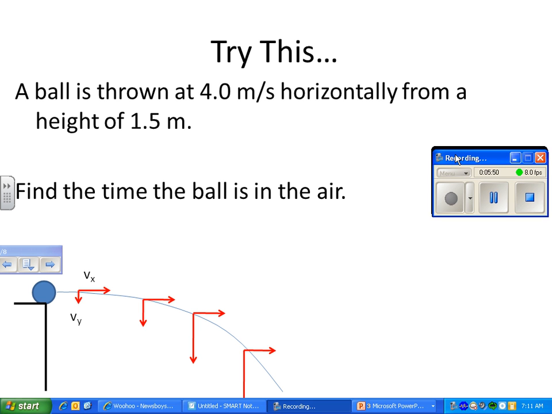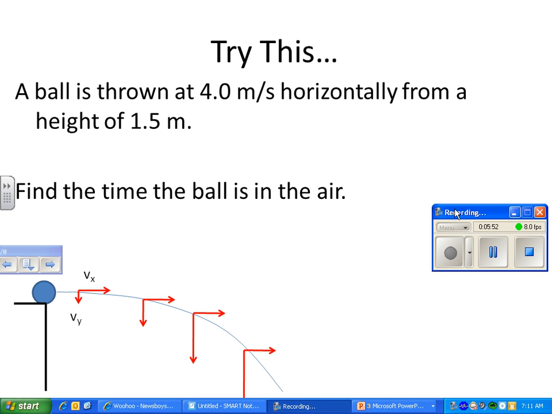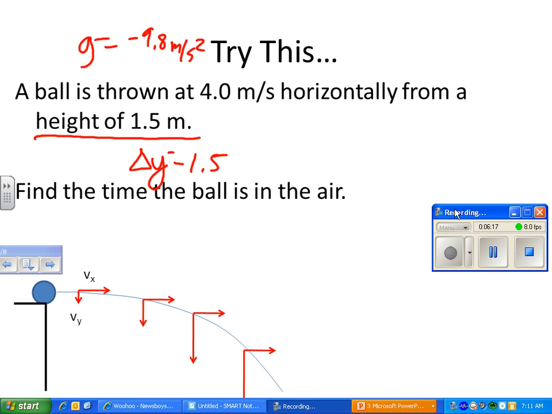A ball is thrown horizontally from a height of 1.5 meters. Find the time the ball is in the air. So once again, it's thrown from a height of 1.5. That's the same thing as saying delta y equals 1.5. All right, so delta y we have there. We already know the acceleration of g is going to be negative 9.8 meters per second squared. Those are just some more of our givens. And here we're asking for time, so the unknown is going to be time. It's going to be measured in seconds.